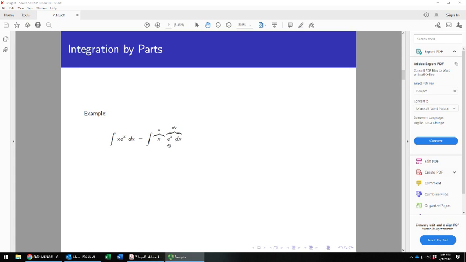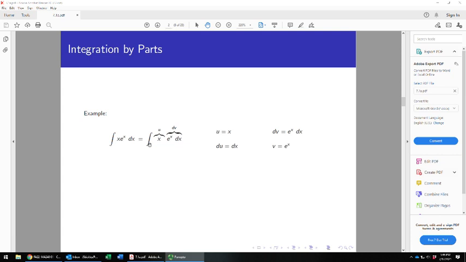Just to show it a little bit more visually, here's my u, here's my dv piece. Usually when you write out your work, you don't write it this way. You typically write it as a table, if you will. u is equal to x, dv is e to the x dx. We differentiate the u. We integrate the v.